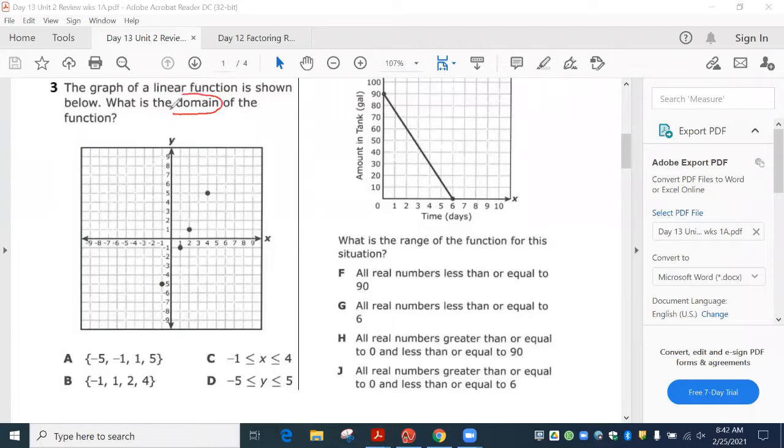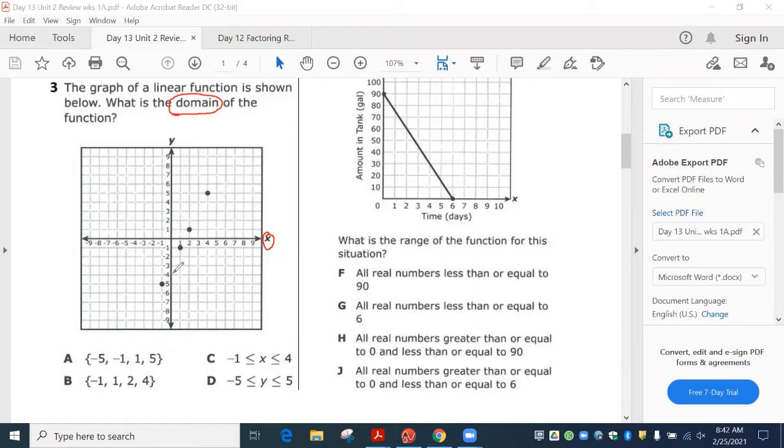Domain. The only word that matters right there. All right. So domain is X's. So I know that we're going to the X-axis. All my numbers have to come from this X-axis, okay? All right, how many dots do you see here?